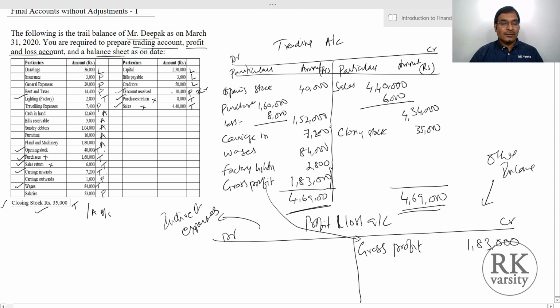So from the other income, on the credit side, discount received is one amount that we have, that is 10,400. So we'll write that amount here. Discount received, how much? 10,400.